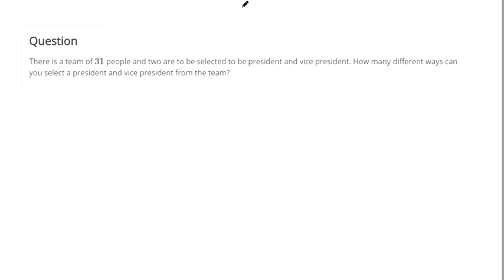So there's 31 people, and 2 people are going to be selected for president and vice president. So there's 2 people that need to be picked, right? There's 31 different ways of picking that first person. And then there's only 30 ways left to pick the second person, because once you've picked a president, then there's 30 different ways of picking the vice president.